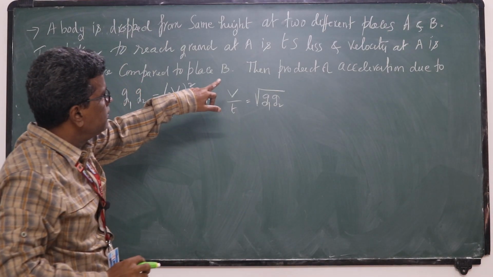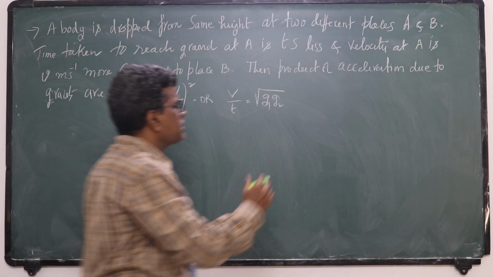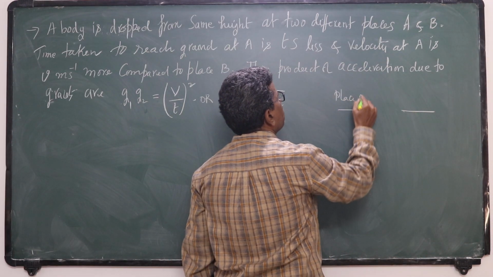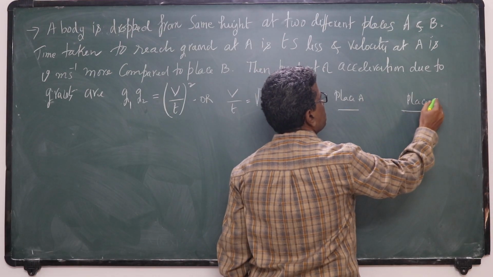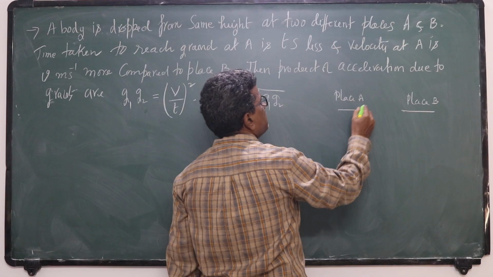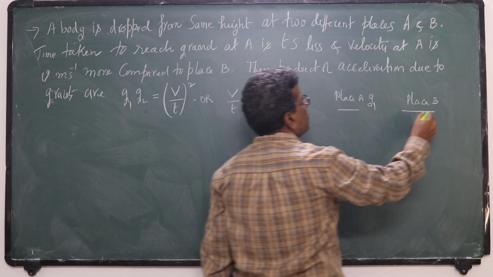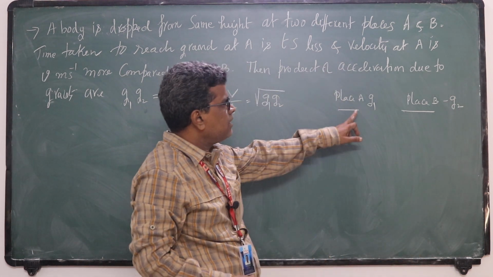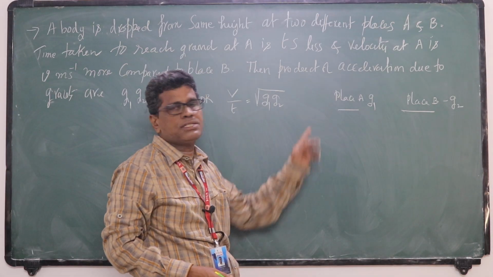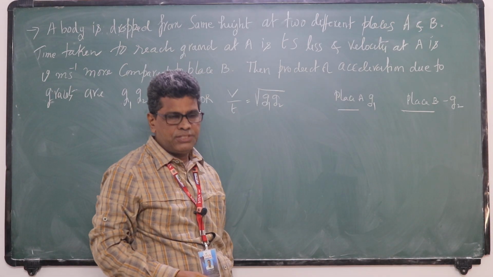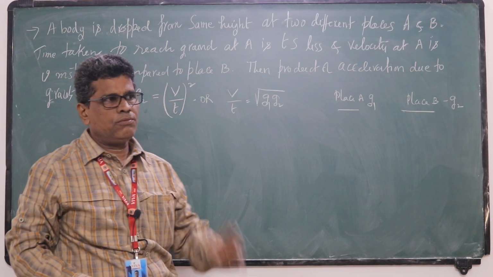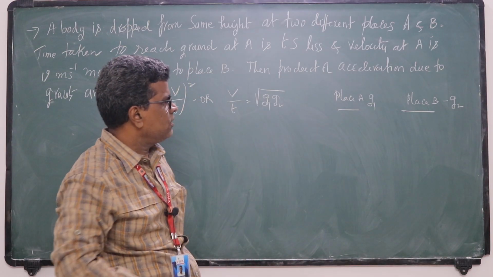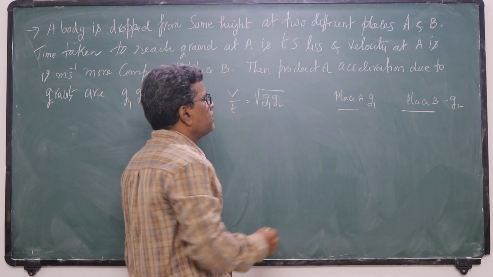What is v here? So at two different places, let it be place A, place B. Acceleration due to gravity in place A is g1. Acceleration due to gravity at place B is g2. Acceleration due to gravity changes from place to place. Gravity changes from place to place. At a given place, it is constant. Okay? So at a given place, it is constant.